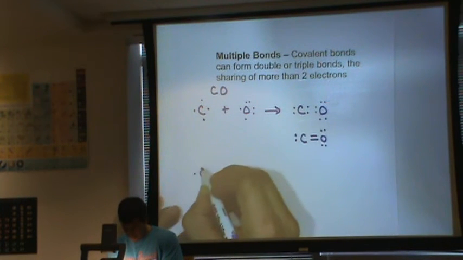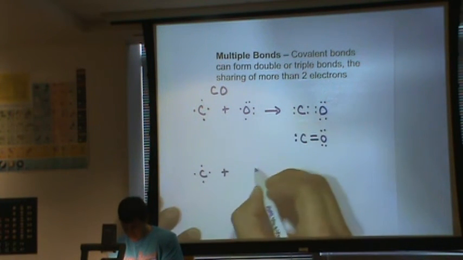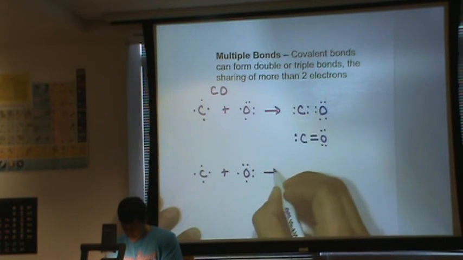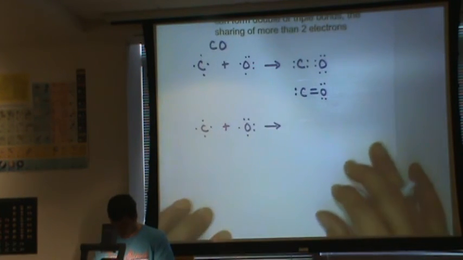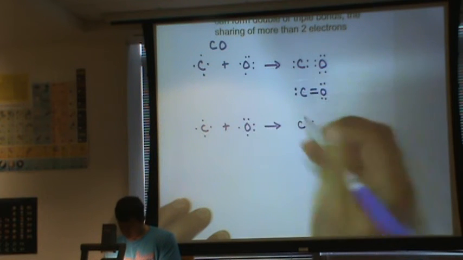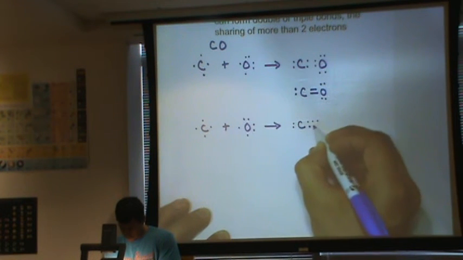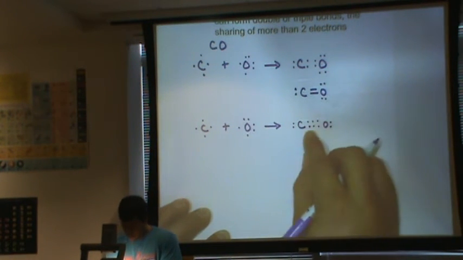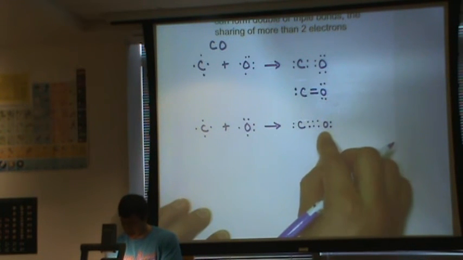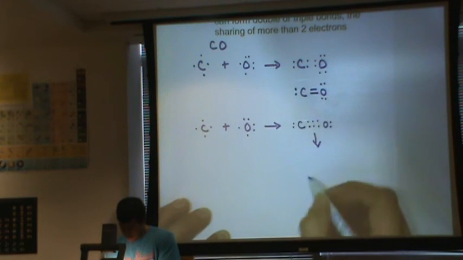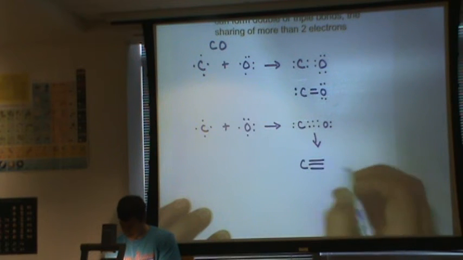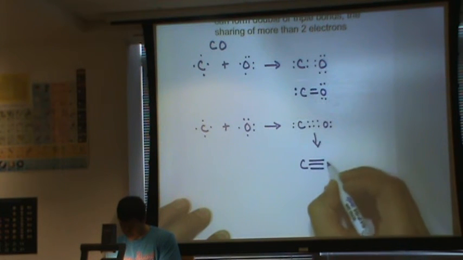So I'm going to do the Lewis dot structure first, and then I'm going to show the way we like to represent it in answers. 1, 2. So this is going to look weird. So these 6 electrons are being shared amongst the carbon atom and the oxygen atom. So to represent a triple bond, we would put 1, 2, 3. And there's 6 electrons in here.